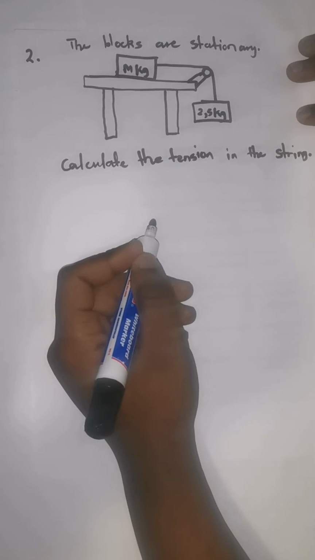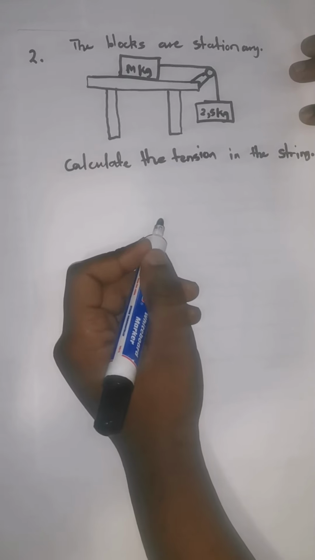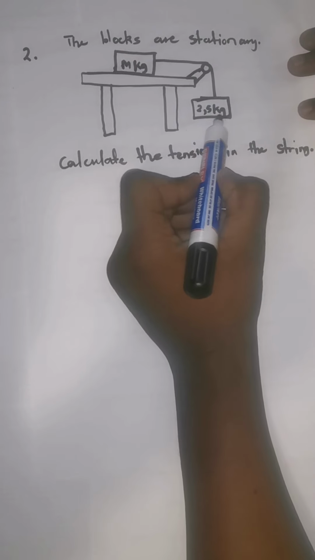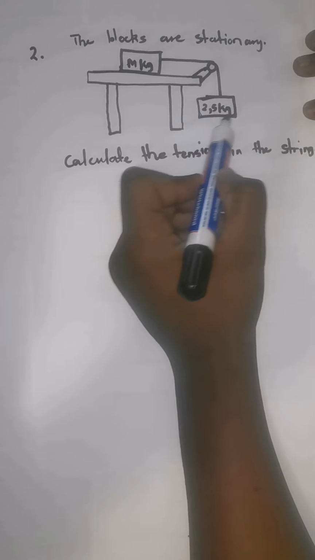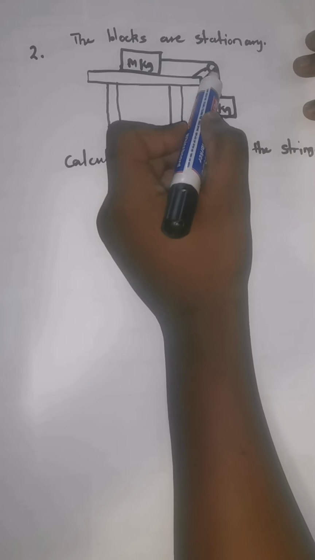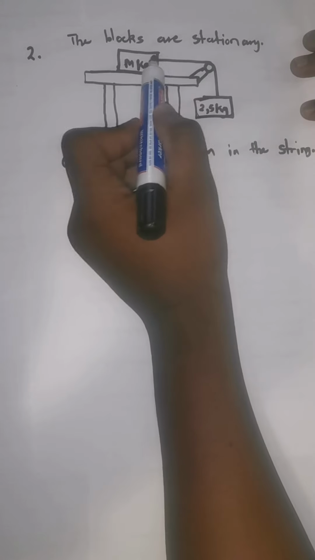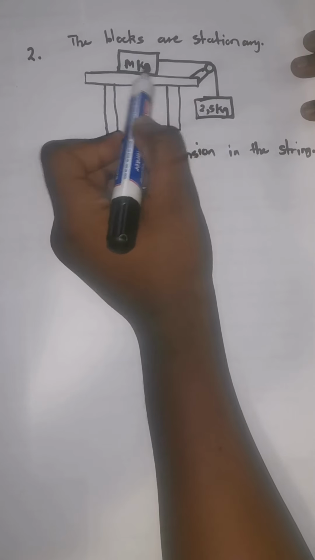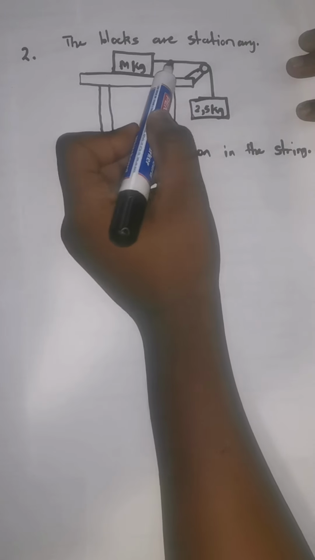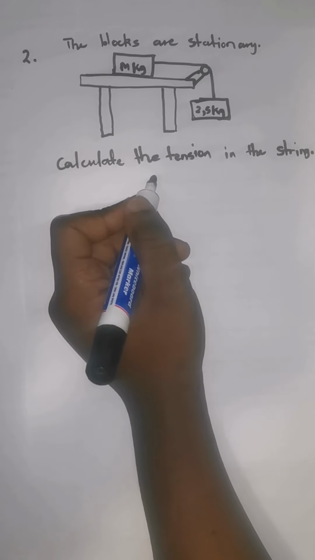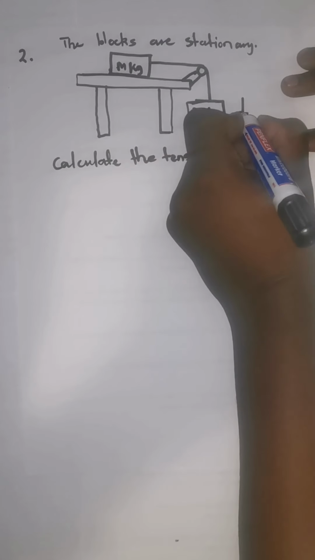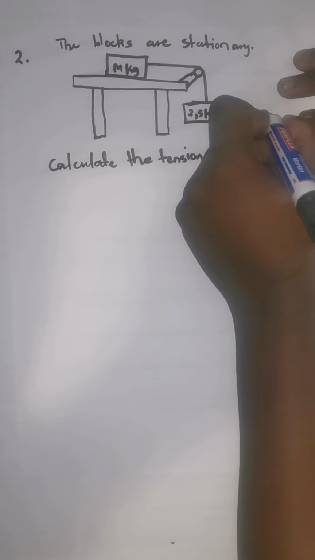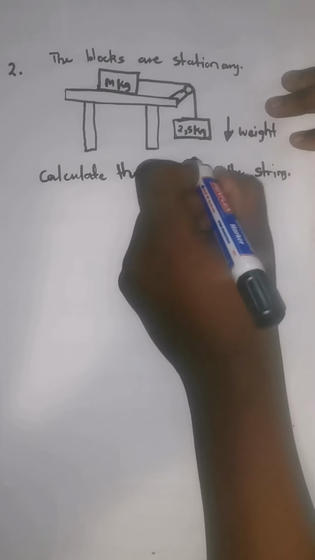And then by Newton's third law, the force that this object right here exerts along the string is gonna be the same as the force that this block will exert on the string. So it's simply a case of opposing forces, right? So if we look at this mass piece right here, we know that we're gonna have a weight, right?